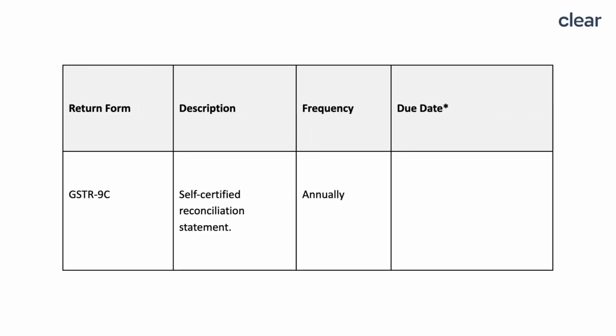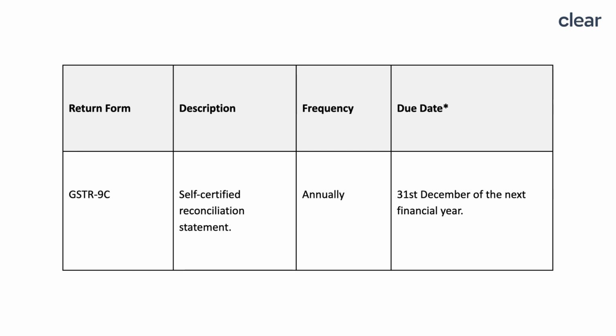Along with the annual return for regular taxpayers, there is a self-certified reconciliation statement in Form GSTR9C that is also required to be filed or submitted by 31st of December of the following financial year. In this case as well, the government has exempted small taxpayers with a turnover of up to Rs 5 crore from submitting this statement.